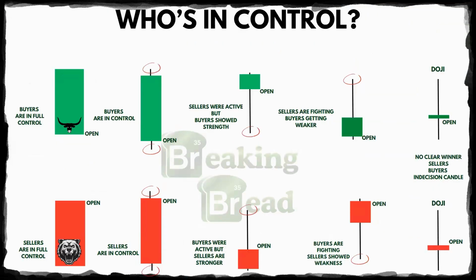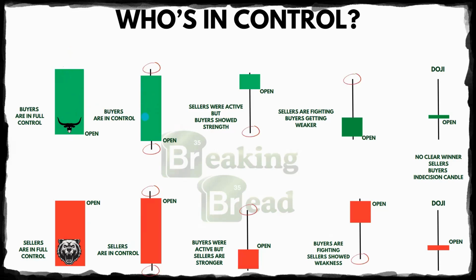Let's talk about who's in control and the types of candles that you may see within trading. So let's go over the buyer side of trading, and then we're going to go over the seller side of trading. So when you see a full body candle like such and you don't have any wick at the top or the bottom, this is letting you know that buyers are truly in control. They're in full control. Sellers aren't putting up any fight. It should continue in the upside direction, right?